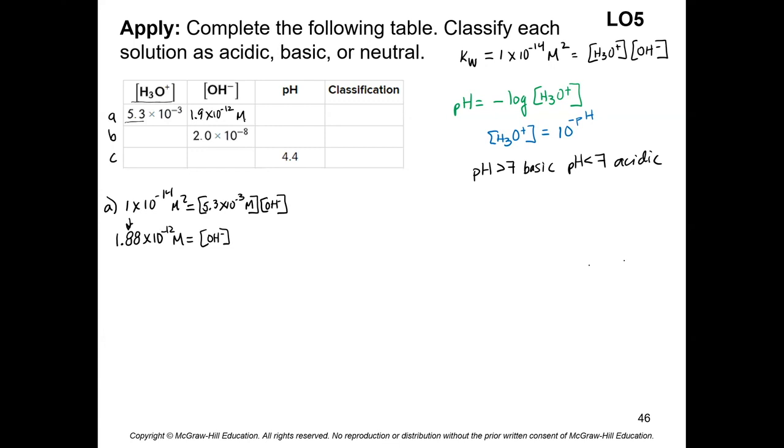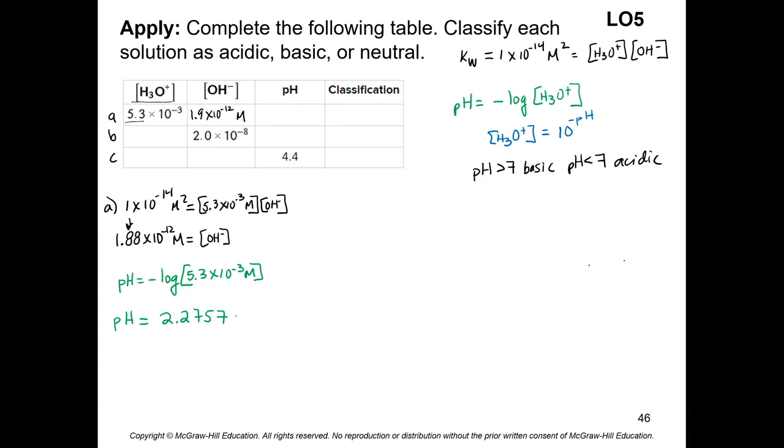Okay. Now let's calculate pH. So for pH, I know that for pH, that is going to be the negative log of my hydronium concentration. Okay. So here I need to plug in 5.3 times 10 to the negative third. This is going to be in molar. Right. So now here you can put this into your calculator. Make sure you don't forget that negative. And then when you do that, you're going to get pH is equal to 2.2757.